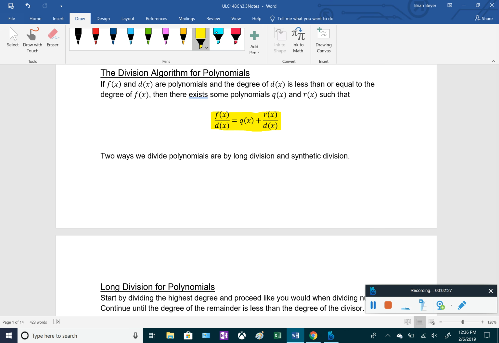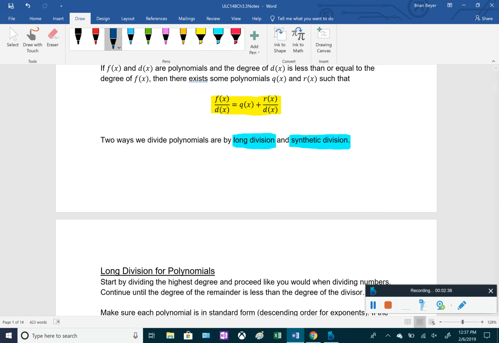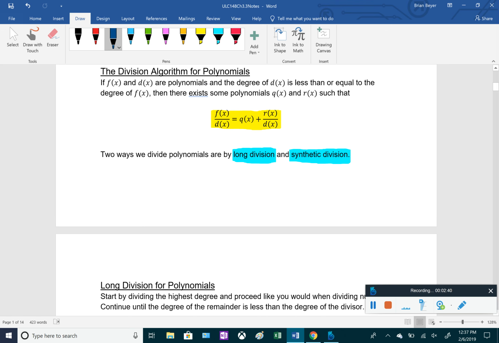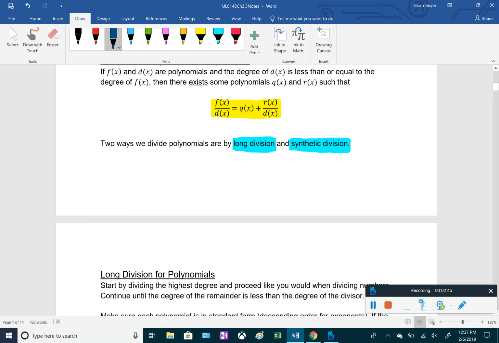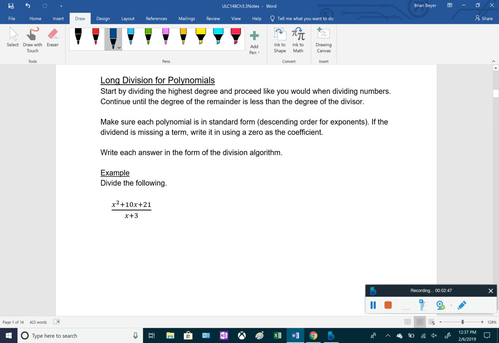The two ways that we're going to be dividing polynomials are long division and synthetic division. We're going to start with long division first. The long division way is essentially the same way we just did it with 37 divided by 5. For long division, we're going to start by dividing the highest degrees of the polynomials and proceed just like we did with dividing numbers.